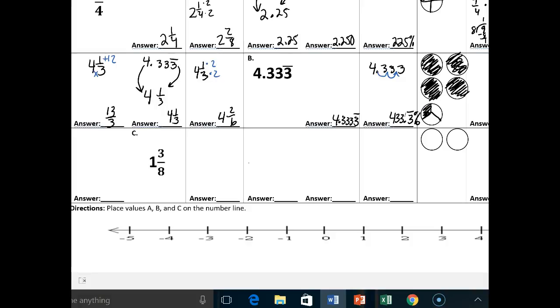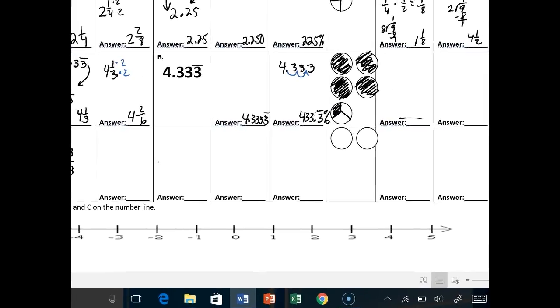All right, for take half and double it. Remember, I want my answer as a mixed number. So take 13 over 3, divide it by 2 over 1. Remember, when we divide fractions, we flip. So I'll take 13 over 3 and multiply it by 1 over 2. I get 13 over 6. Okay, so now I say 6 goes into 13 2 times with 1 left over. So 2 and 1/6 is half of 4 and 1/3.